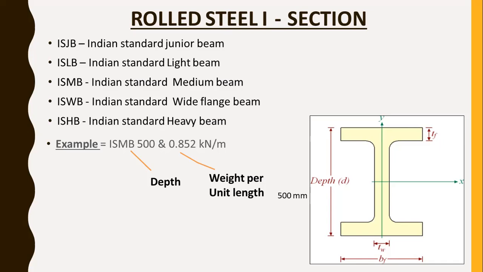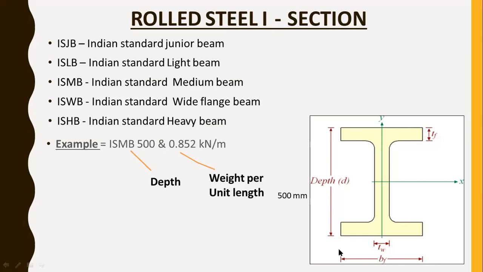For example, if the example given is ISMB 500 and 0.852 kilonewton per meter, here ISMB 500 defines the depth, mostly 500 defines its depth, and 0.852 kilonewton per meter is basically the weight per unit length, right? So you identify this type of ISMB, what its depth is, and what its weight per unit length is, right?